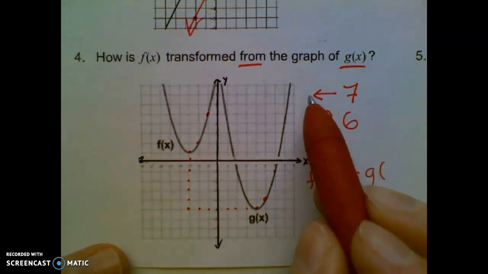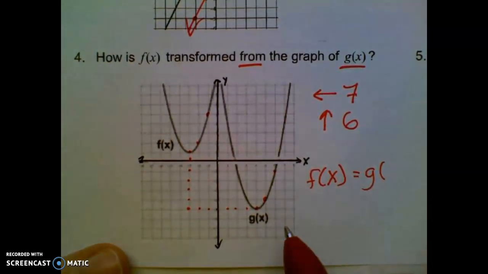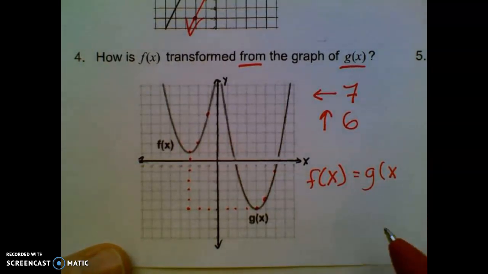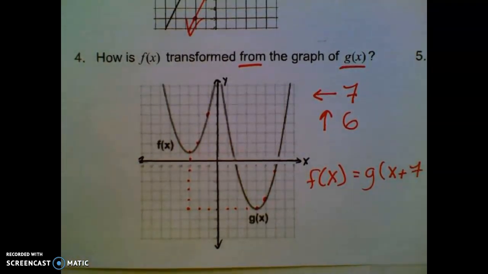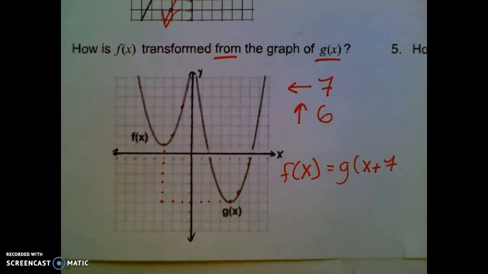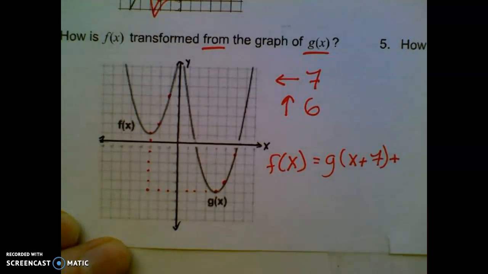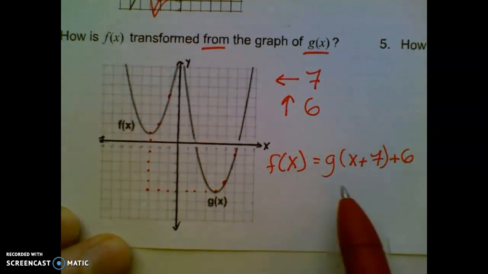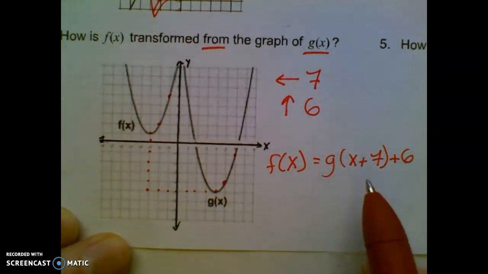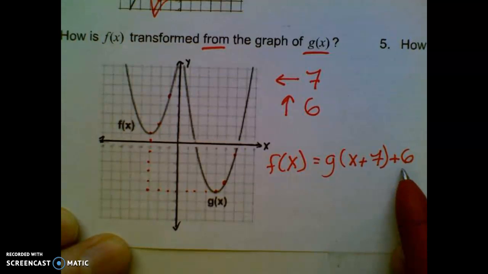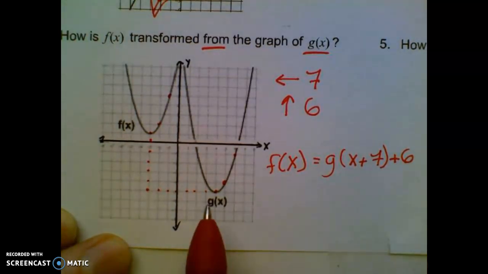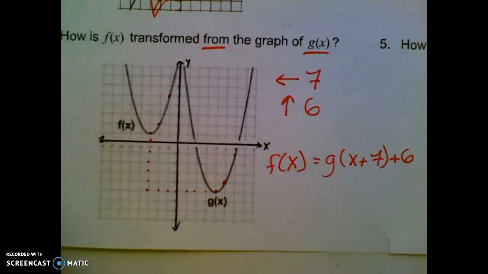Don't forget, when you move things left and right, you do the opposite. So this is going to be x, and because I moved it left 7, I'm actually going to say plus 7. Oh, I'm getting off the screen here. So then I want to go up 6, so I need to put that guy on the outside of the parentheses and just tell me that he went up 6. So to get f of x, I took my original g of x function, moved left 7 units, and up 6 units. That's how I got from here to here.